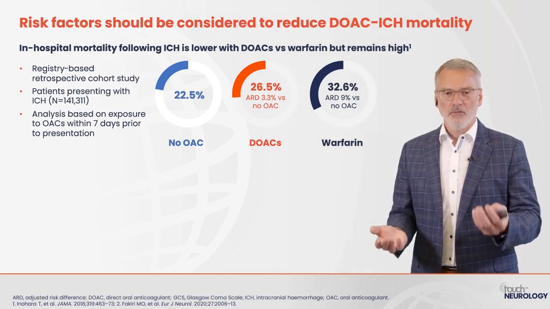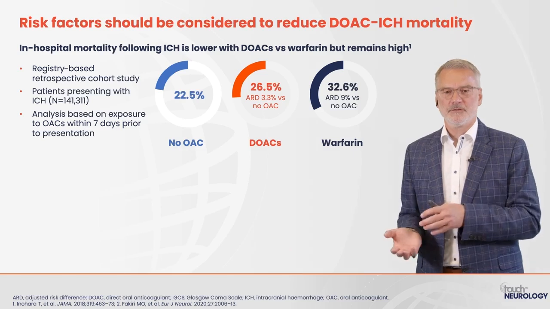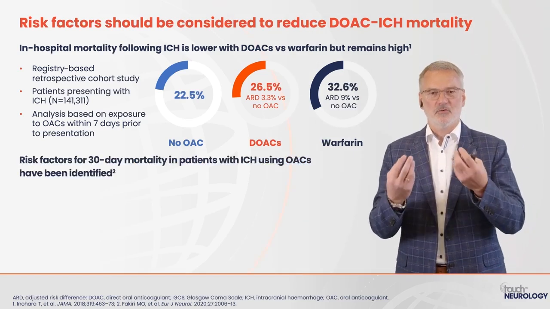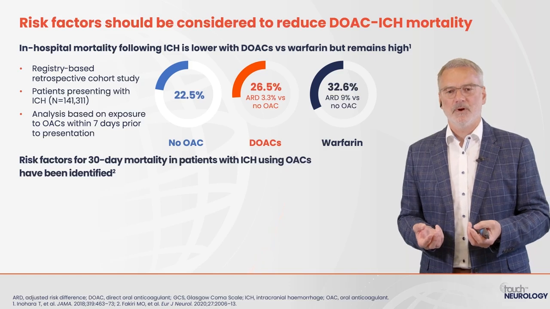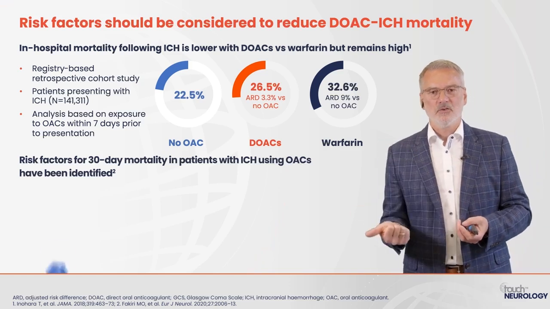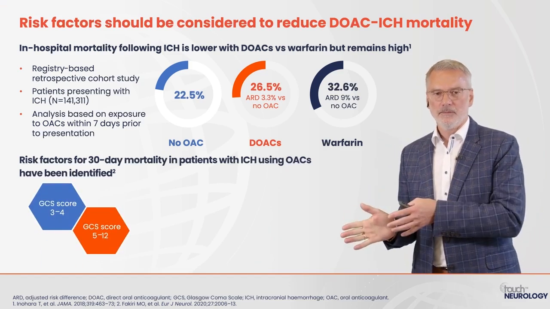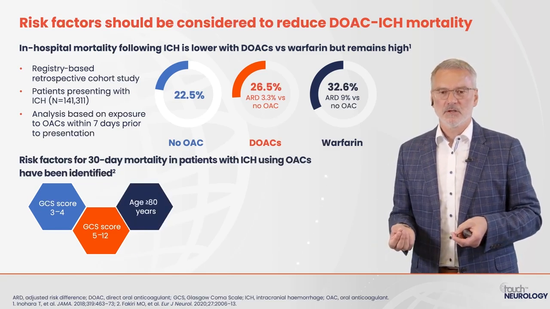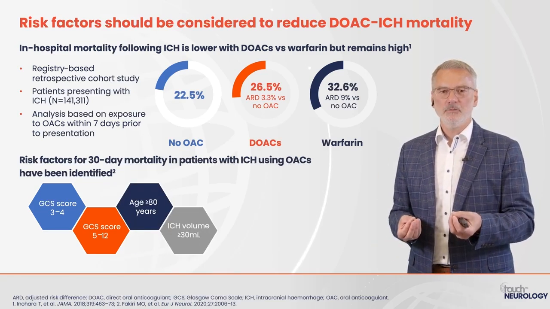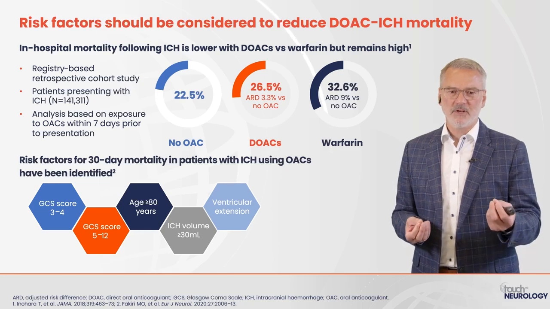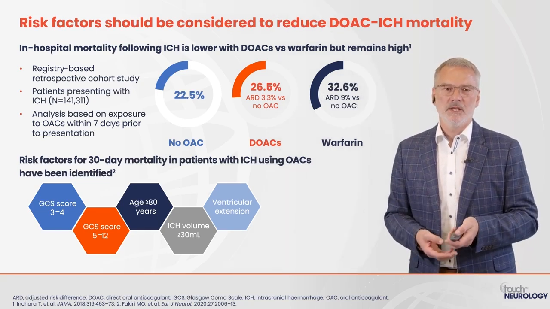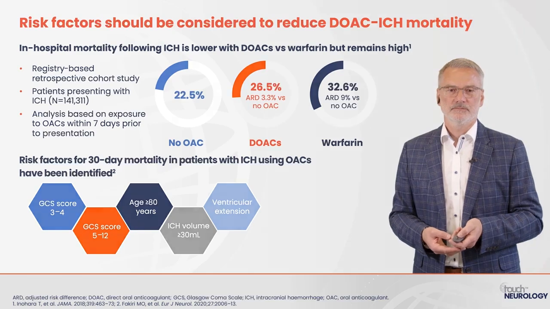So the overall mortality is high, and predictive factors, most of which we can identify when the patient arrives in our emergency department, are the Glasgow Coma Scale. The lower, the worse the outcome. Higher age, a large bleeding volume, or involvement of the ventricle in the bleeding are predictors of poor outcome in ICH.